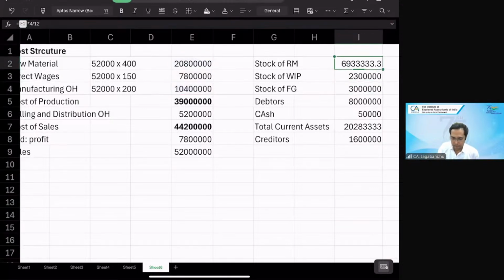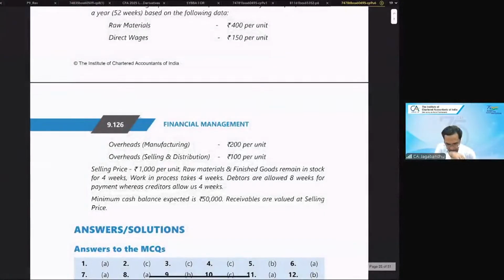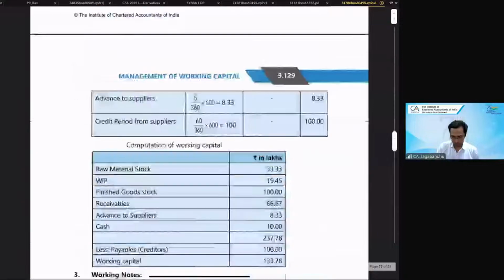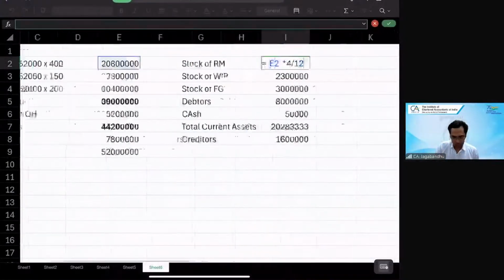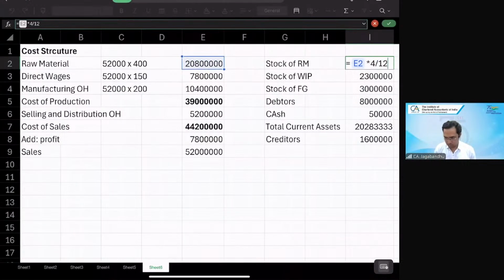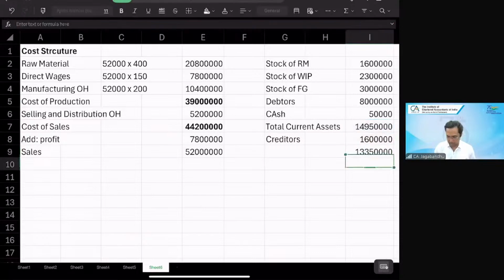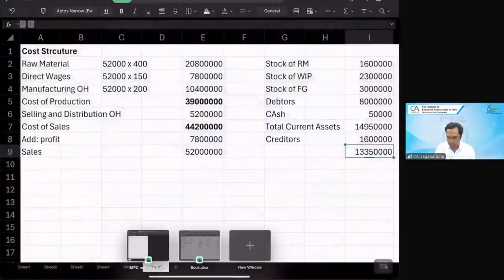Stock of material, what happened? So that's raw material consumption into 4 by 52. This 4 by 50, oh, 4 by 12, that is happening. 4 by 52, yes, correct. So then we have the net working capital to be, there is something else missing.